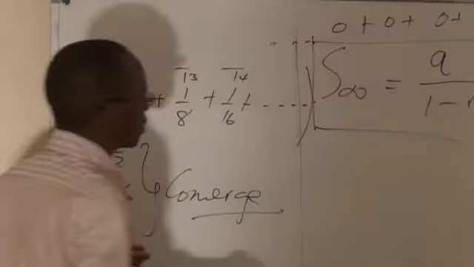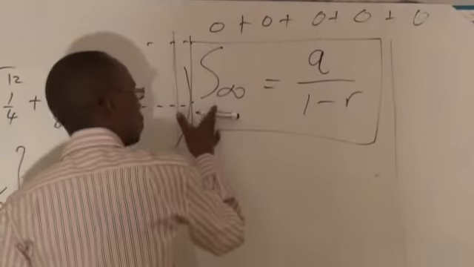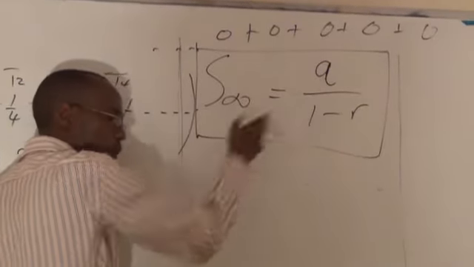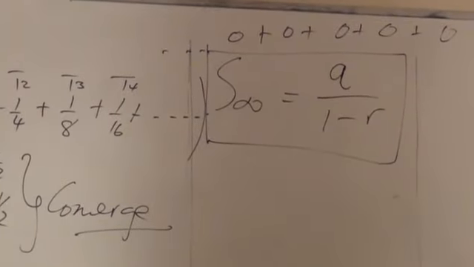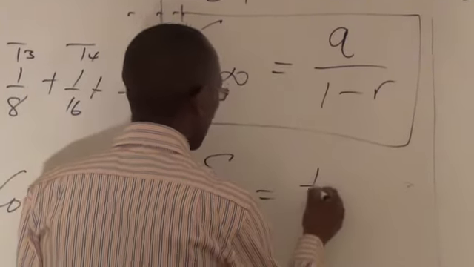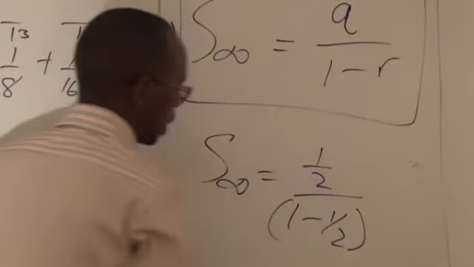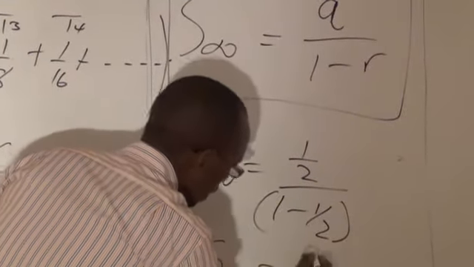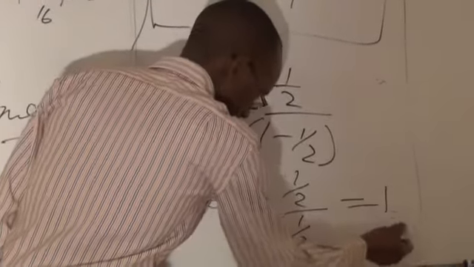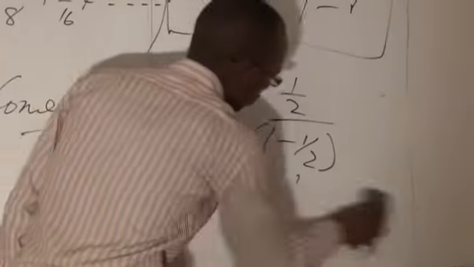Now, let's try to calculate that sum to infinity for this particular series. From the sum of n terms for a geometric progression, we managed to see that if we want the sum to infinity, it's a very simple thing. It's a over 1 minus r. The first term divided by 1 minus the common ratio. It's easy here. What is a? It's half. What is r? It's half again. So the sum to infinity will be equal to a, which is half, divided by 1 minus half. This is the same as half divided by half, which obviously is going to give you 1. So we can safely say our sum to infinity for this series is equal to 1.